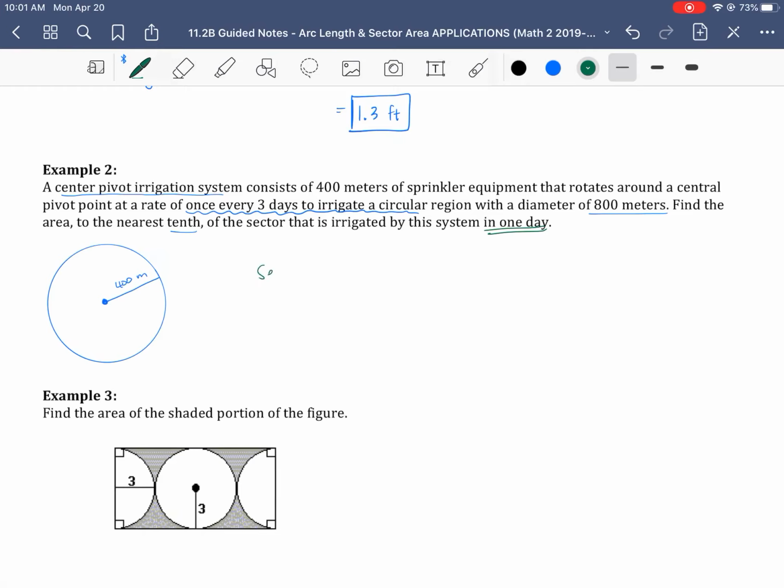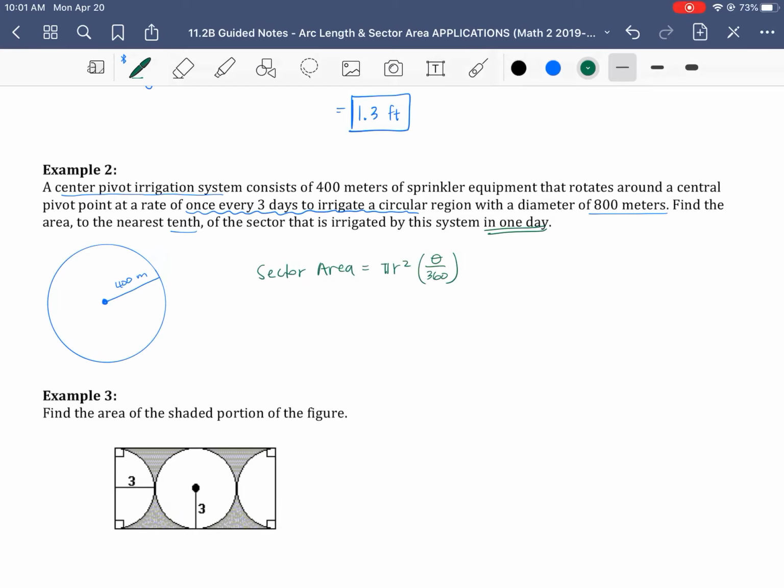Okay, so again, we're finding sector area on this one. So I would say, okay, well, I'm finding sector area, and sector area was pi r squared times that fraction of the circle that I want to find. Now this one doesn't give me a central angle, so what would I do at that point? But remember, it tells me that it takes 3 days to get all the way around.